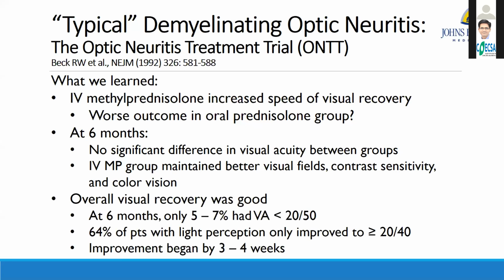And overall visual recovery was good. So at 6 months, only 5 to 7% of their participants had a visual acuity worse than 20/50, but 2/3 of those who presented with light perception only did not improve to that extent. And generally improvement began by 3 to 4 weeks after onset of symptoms.